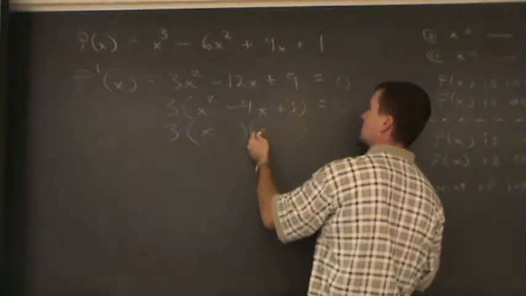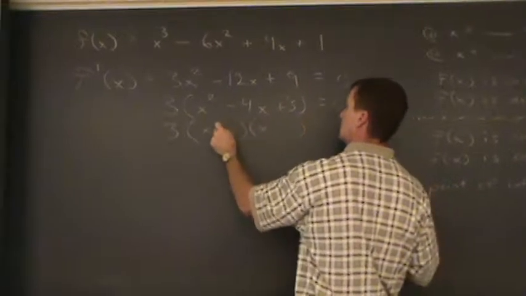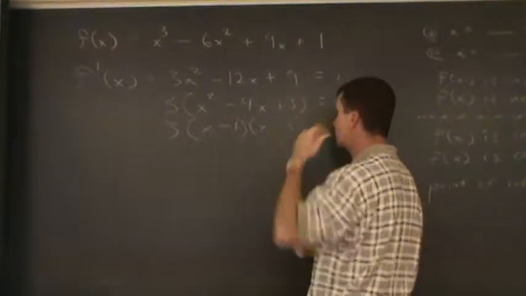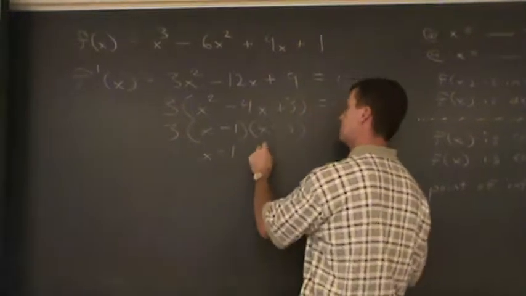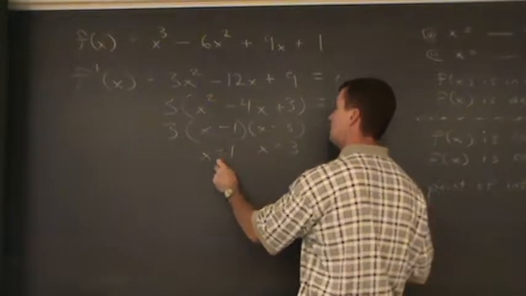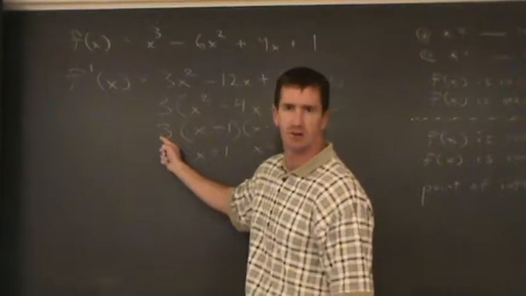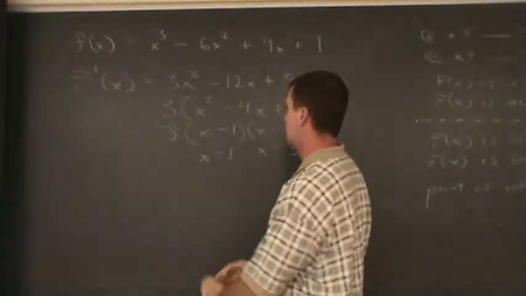Alright, two numbers that multiply to 3 and add up to negative 4. That would be negative 1 and negative 3. So my two critical values are x equal to 1 and x equal to 3. These are my critical values. That one is not a critical value. This does not have a variable there.